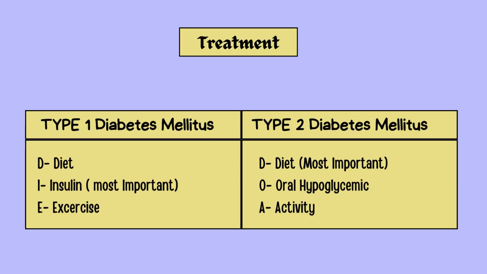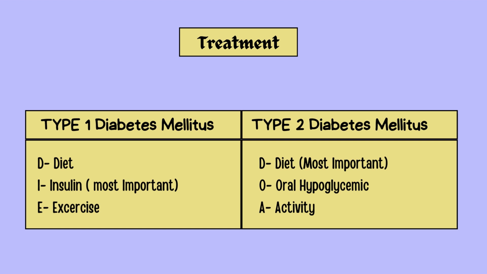So next is the treatment. There is no permanent cure for diabetes mellitus. We can control it, we can manage it with a few precautions, but the person has to be on long-term therapy, either insulin or oral hypoglycemics. The person who has diabetes mellitus type 1 has no insulin production at all. So this person should go for insulin therapy, right?